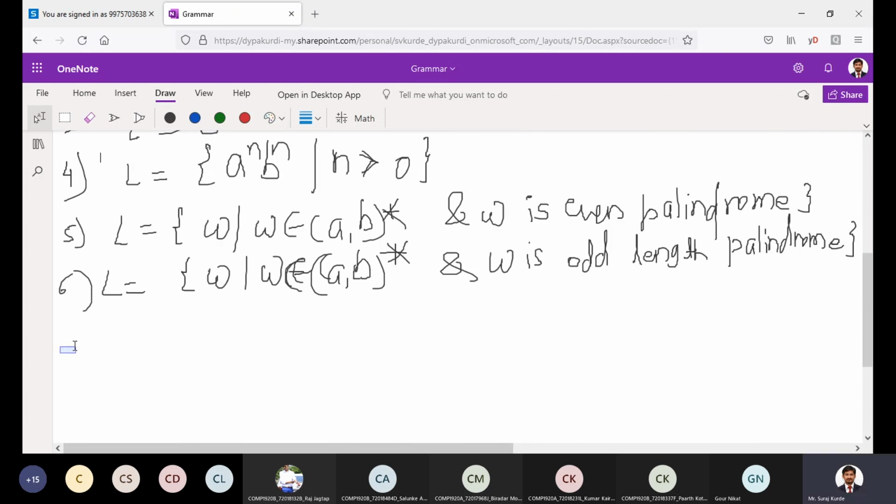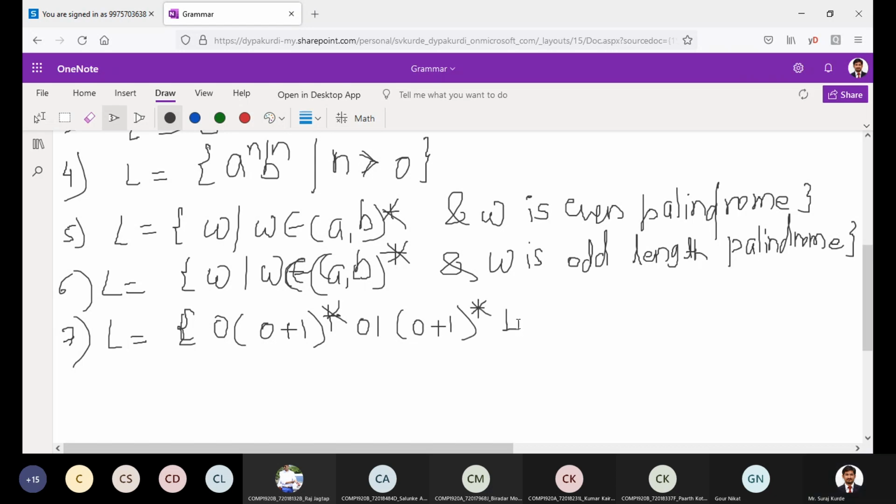Next, the seventh question. The language is 0, (0 plus 1) star, 0, 1, (0 plus 1) star. A regular expression is given. For that you have to find the grammar.